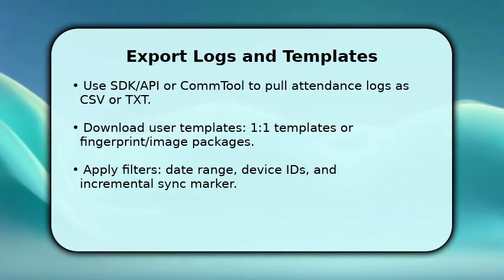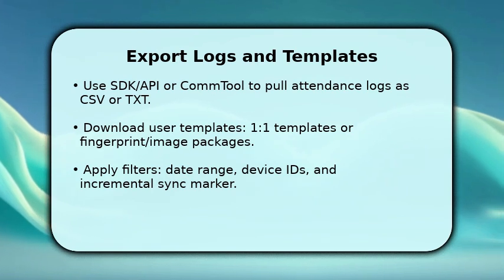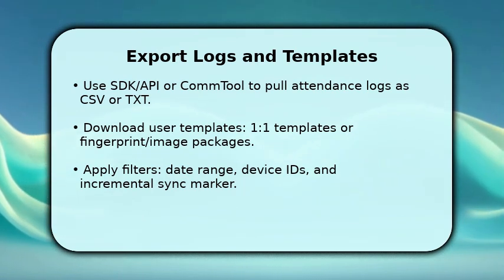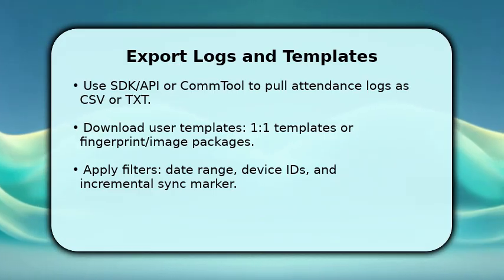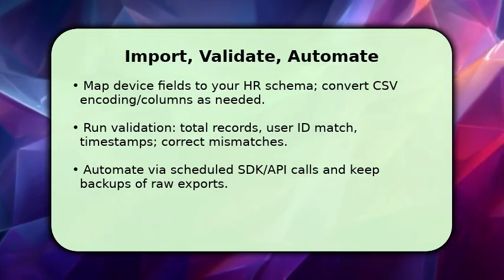Save exports with clear names and timestamps, and verify record counts against the device summary so you can reconcile missing rows early. Now import the clean CSV or invoke the API to push data into your HR or payroll system.